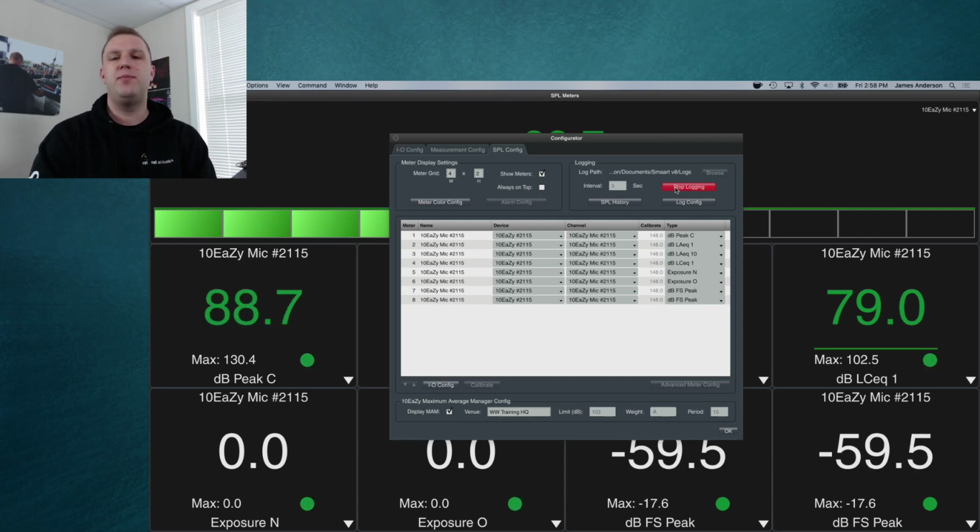If the button is red, we're logging. If I were to turn off the software without stopping the log and then turn the software back on, we're going to start a new log. It's going to just keep on going with the same log config, but a new date and time.